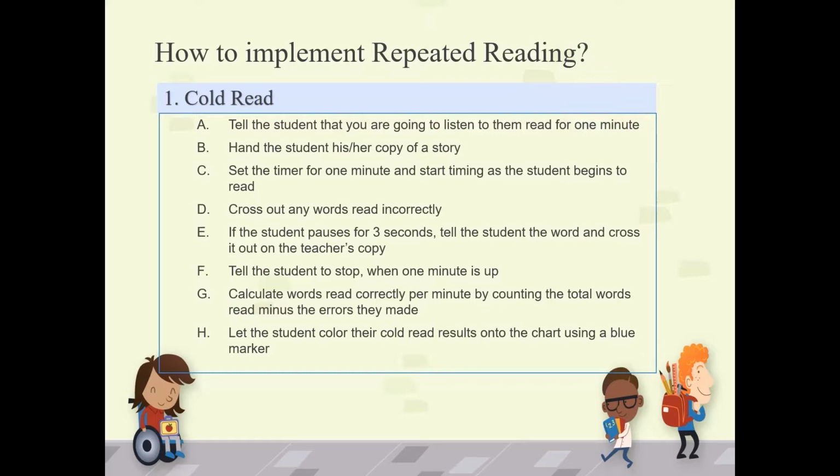Cross out any words read incorrectly in your teacher's copy. If the student pauses for 3 seconds, tell the student the word and cross it out on the teacher's copy. Tell the student to stop when 1 minute is up. Finally, we calculate words read correctly per minute by counting the total words read minus the errors they made. And then, let the student color their cold read results onto their chart using a blue marker.